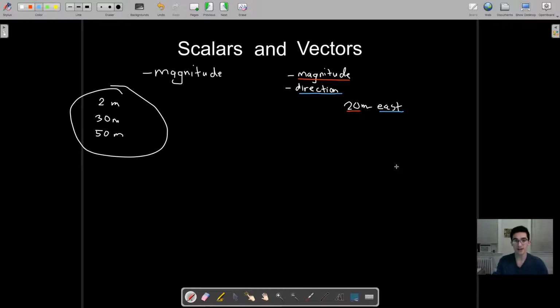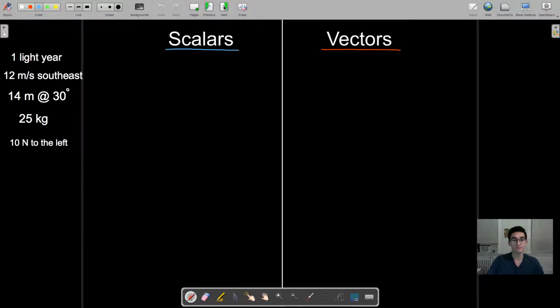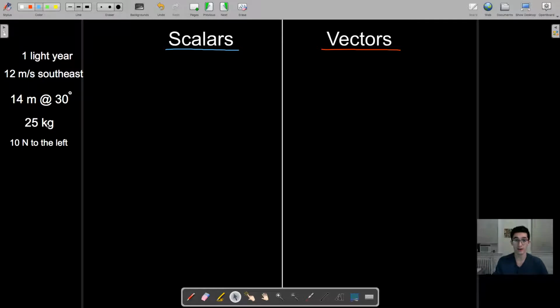So now let's take a look at some examples of some quantities and see if we can categorize them as a scalar or a vector. So over here on the left-hand side, I have 5 little quantities. I have 1 light year, 12 meters per second southeast, blah, blah, blah. And we're going to decide whether they're a scalar or a vector. So 1 light year, is this a scalar or a vector? Well, our way of deciding is, does it have a direction or not? If it does have a direction, it's a vector. And if it doesn't, it's a scalar.